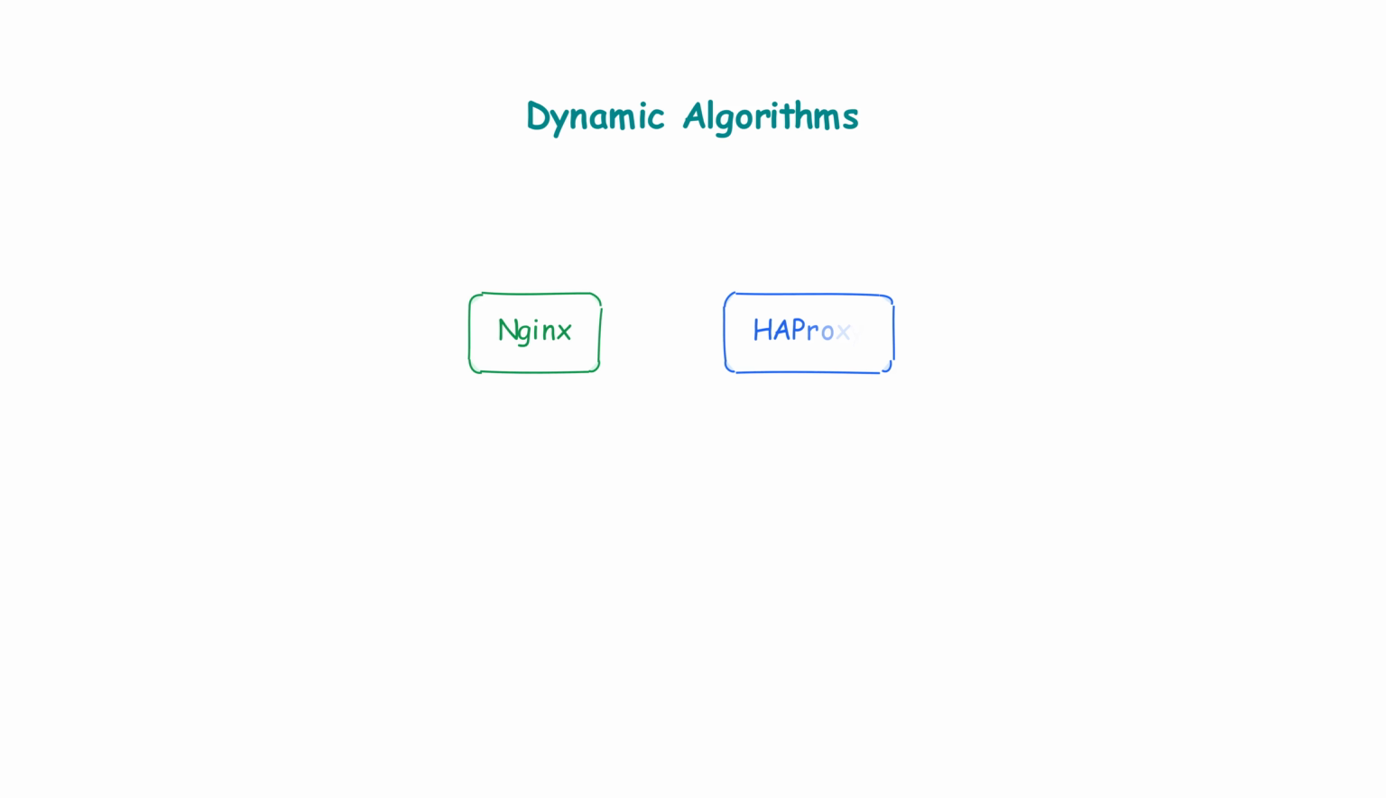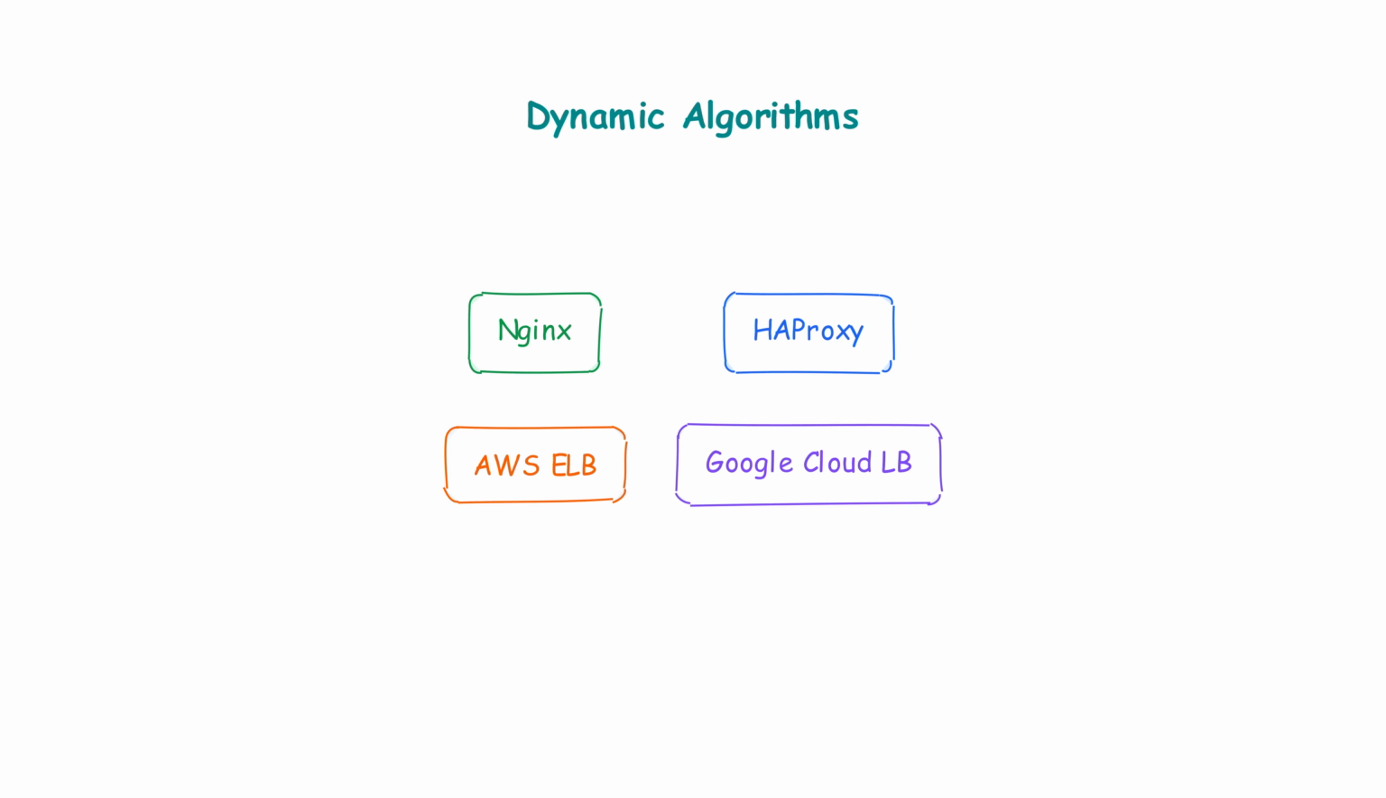If you are looking to implement this in your own projects, you can look into legendary open-source software tools like Nginx and HAProxy, or use cloud-native managed solutions like AWS Elastic Load Balancing or Google Cloud Load Balancing.